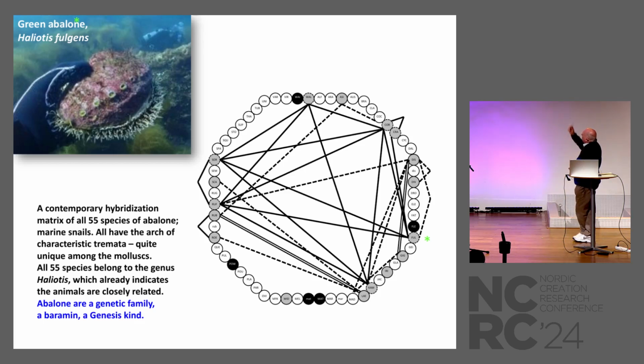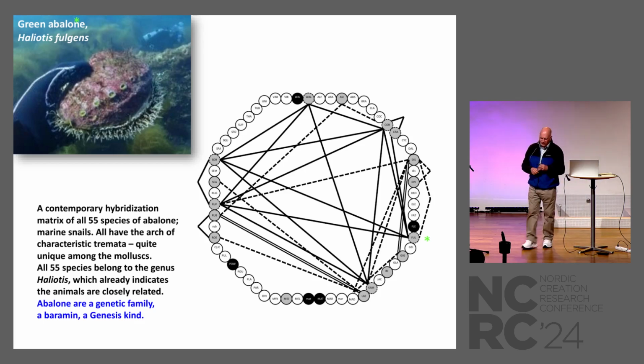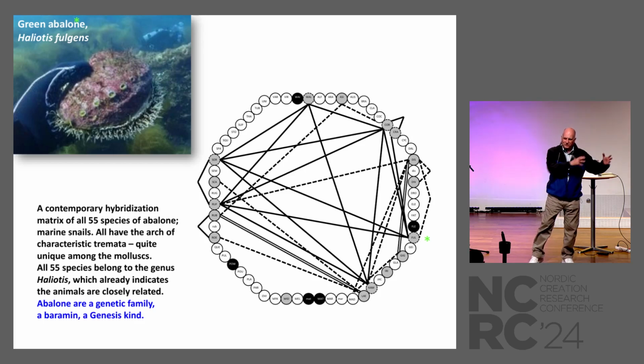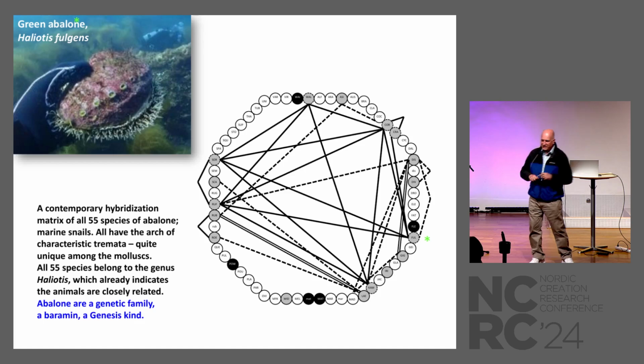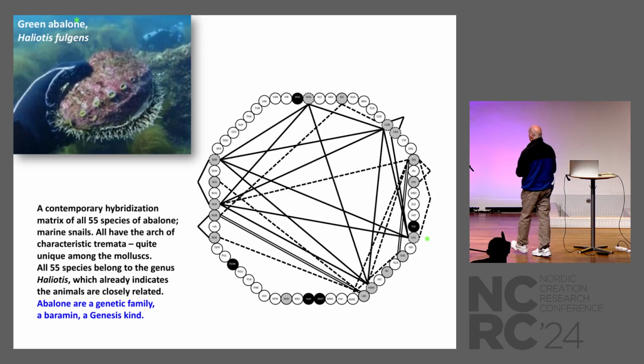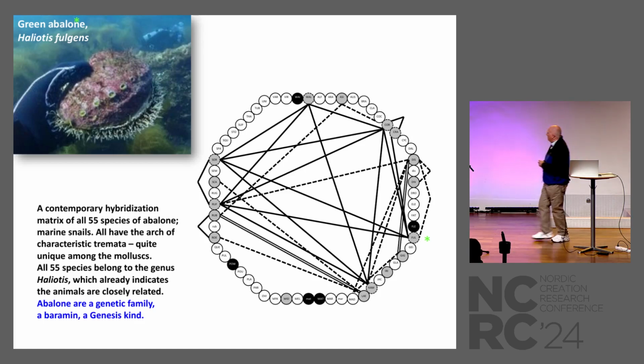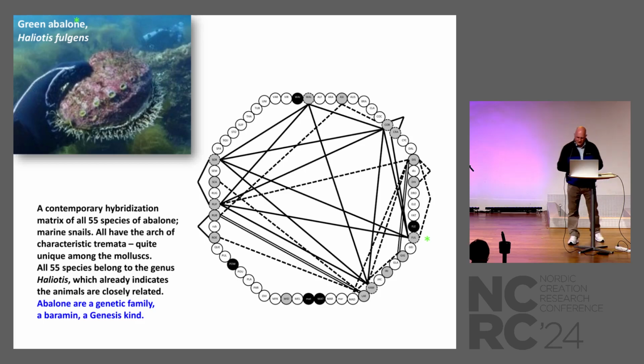But these are called the abalones, and you can see that lots of them can cross with each other. In fact, they're technically so similar. They're definitely different, but they're so similar they are placed all in the same genus. And there's nothing like it. There's them, and that's it. There's nothing which sort of has half a row of tremata or something like that, which might have given rise to them. They're a unique family, all on their own, a baramin or Genesis kind.